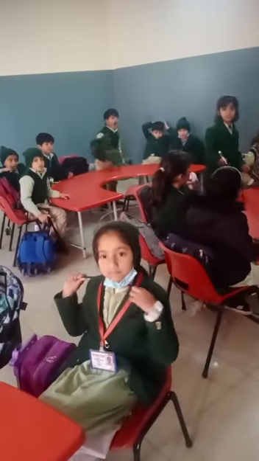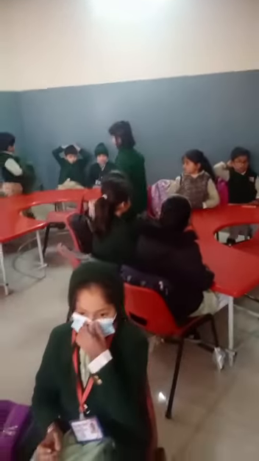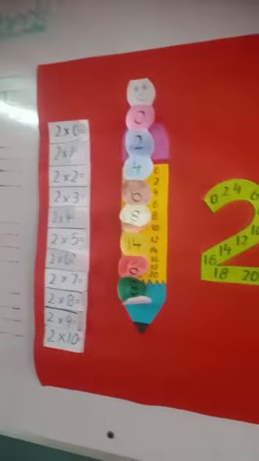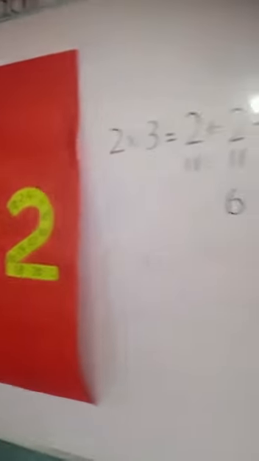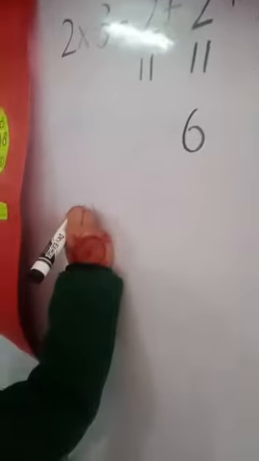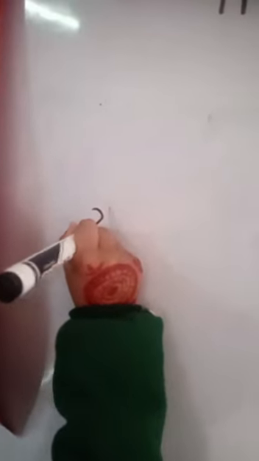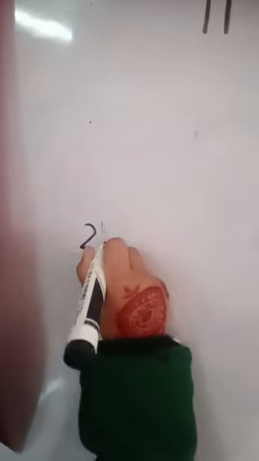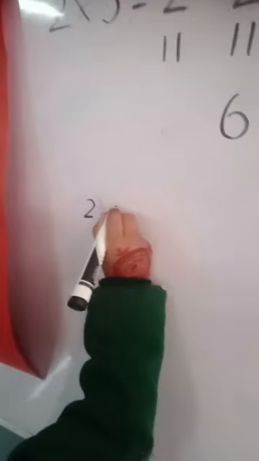Okay, Rabia, come here and write a table of 2. Please come here. Right here, 2 fours are? 8. In which sign? Multiply. Okay.